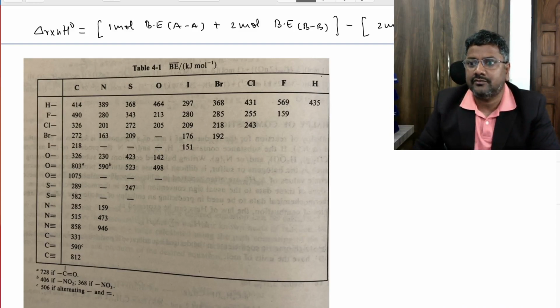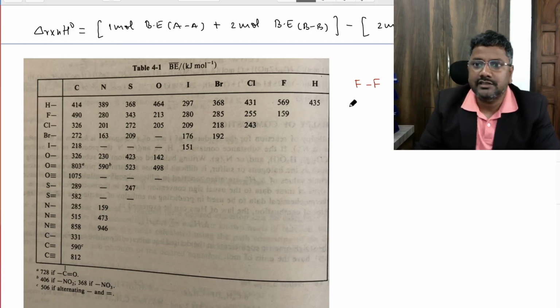Suppose that if you want to express the bond energy of FF, CL, BR, and II, halogens, right? So see FF, how to see this FF? F, and look here F 159, CL here, so this is 243, and BR here 192, and I here 151.